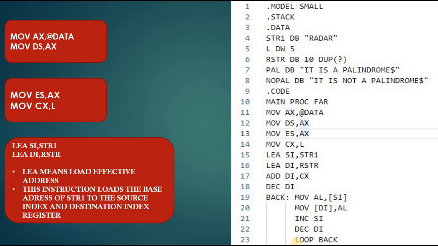Now, the 15th and 16th lines of the program say LEA SI, STR1 and LEA DI, RSTR. Here, LEA means load effective address. This instruction loads the base address of a variable to the source index or the destination index. In this case, LEA SI, STR1 loads the base address of the STR1, supposedly 100, into SI, and LEA DI, RSTR, supposedly 200, is stored in the DI register.